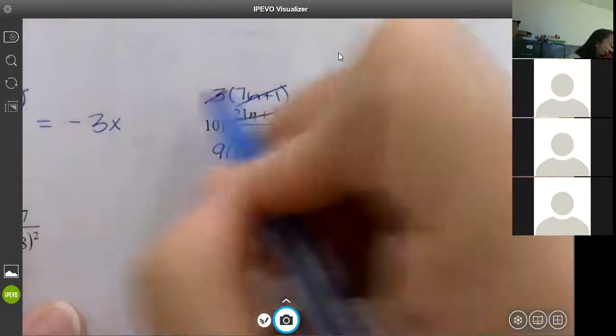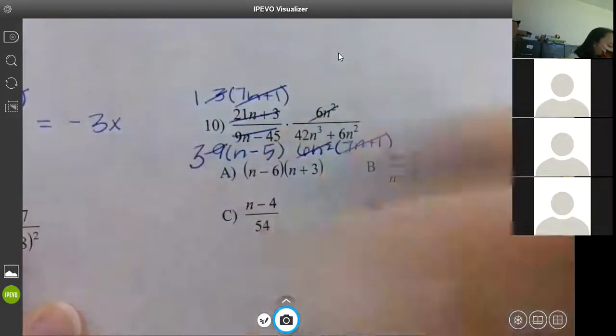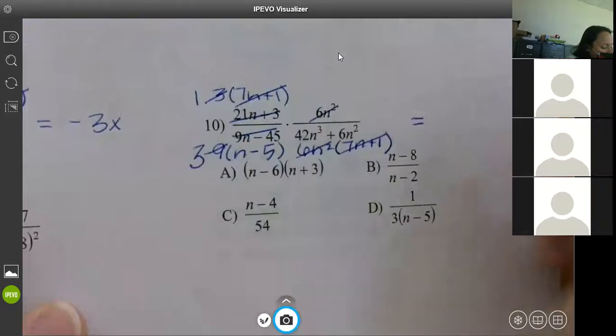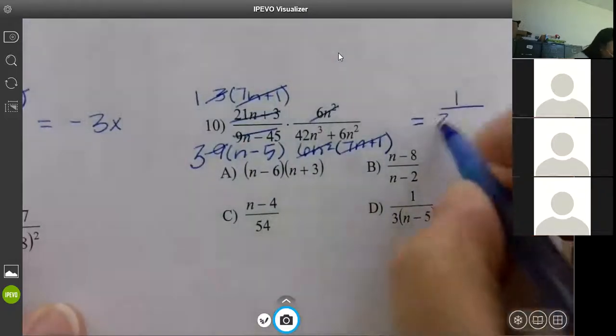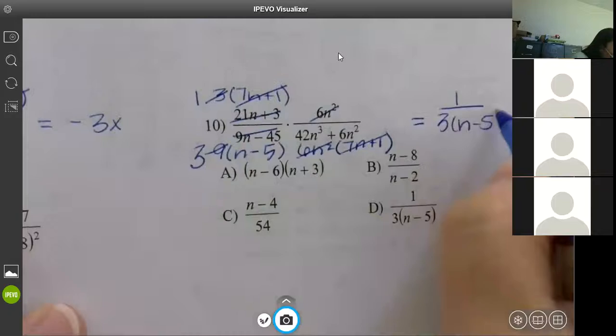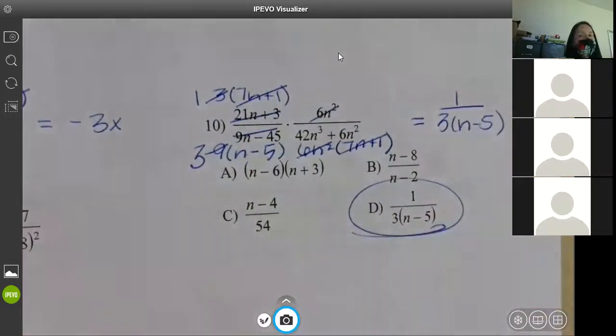Three over 9 is 1/3. So on the top, what do I have left? 1. On the bottom? 3 and n minus 5. That's it. Any questions? Everybody okay? Goal 1 good? All right.